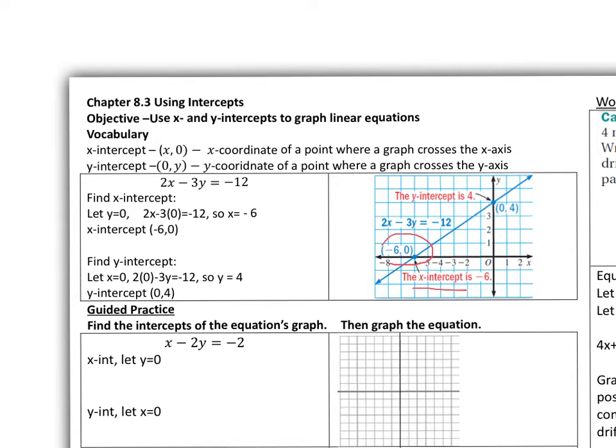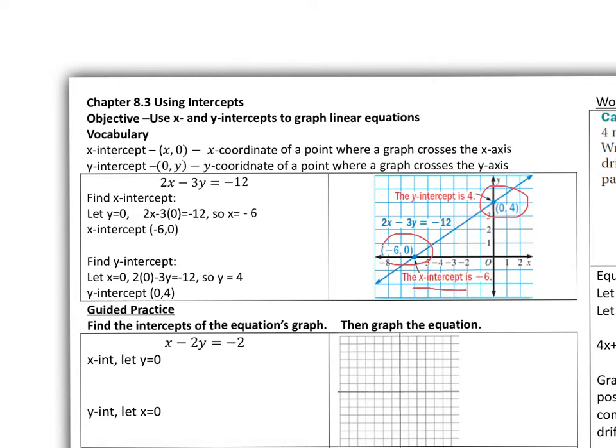And the y-intercept is just the opposite. That's the y-coordinate of a point where a graph crosses the y-axis. So 0, 4 will be our y-intercept, and that's when x is 0.